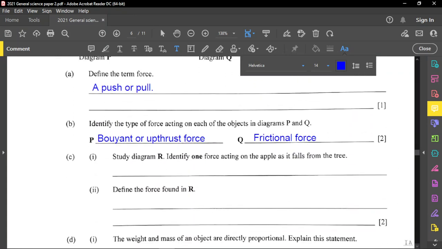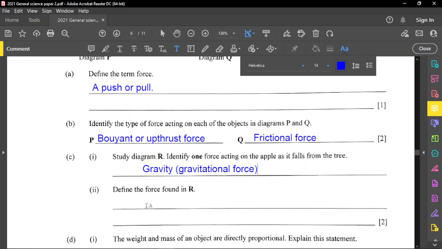All right, and it says study diagram R and identify one force acting on the apple as it falls from a tree. We just talked about that. It's gravitational force, or gravity. So the force of gravity. Let's put gravitational force in brackets: gravitational force or simply gravity.